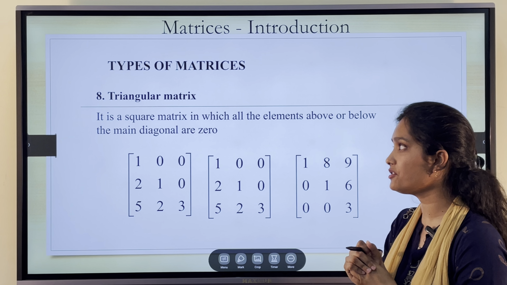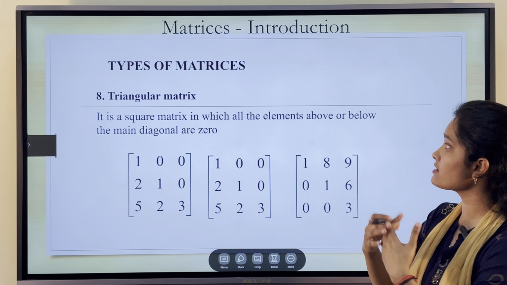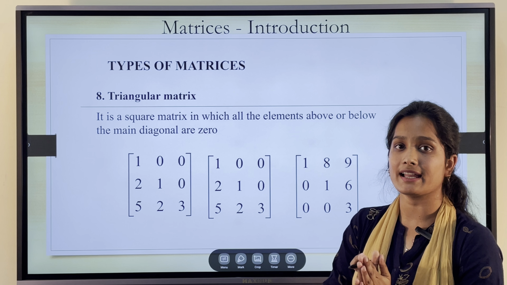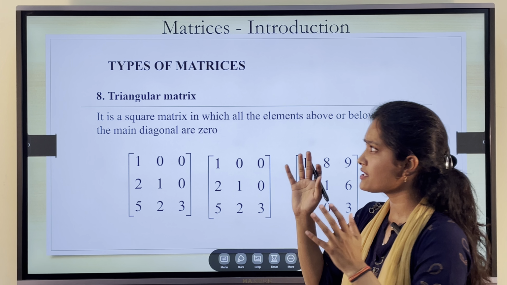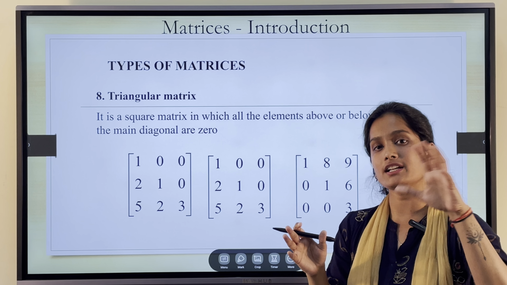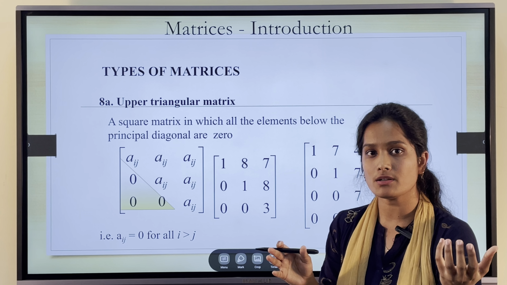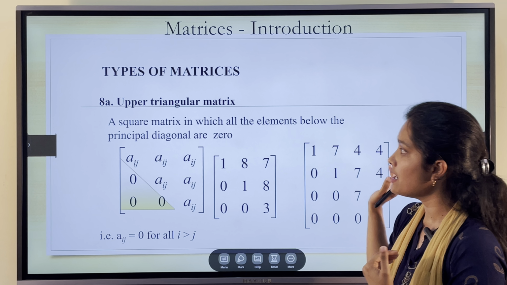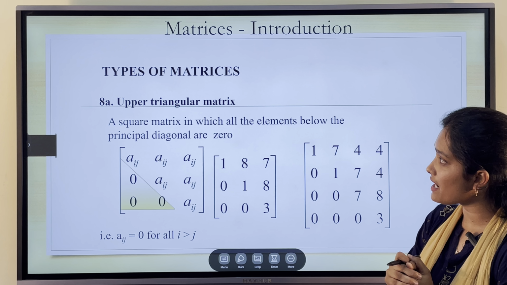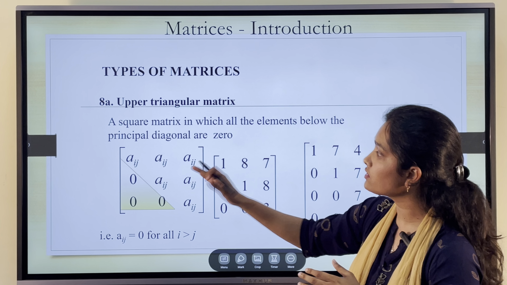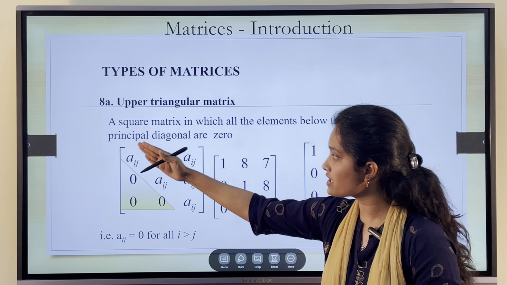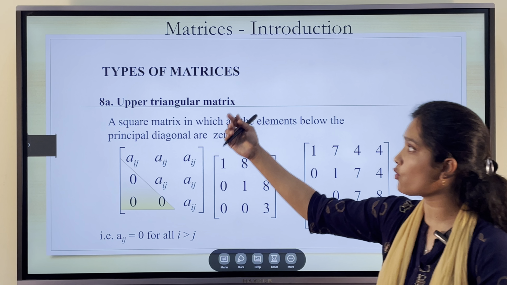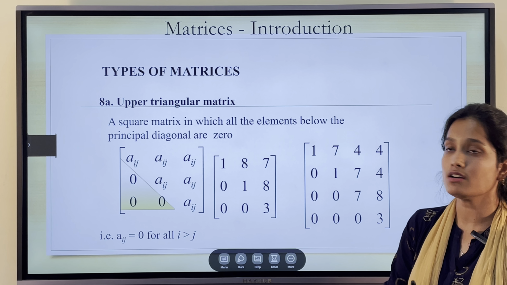Then we have the triangular matrix. A triangular matrix is a square matrix in which all the elements above or below the principal diagonal are 0. This triangular matrix is divided into two types, that is the upper triangular matrix and the lower triangular matrix. So what is an upper triangular matrix? An upper triangular matrix is a square matrix in which all the elements below the principal diagonal are 0. So all the elements that are written below this principal diagonal, if they are 0, then we say that it is an upper triangular matrix.